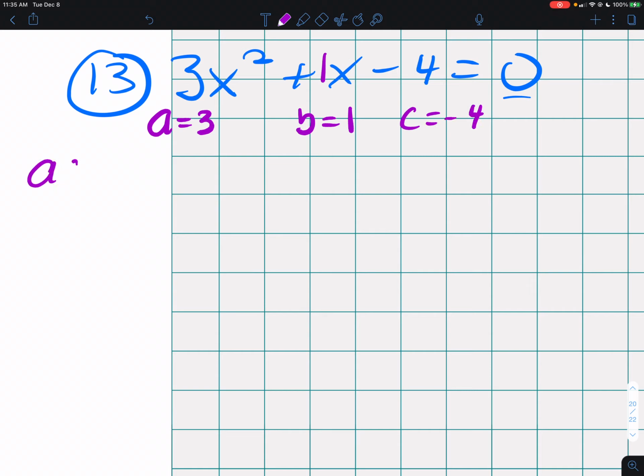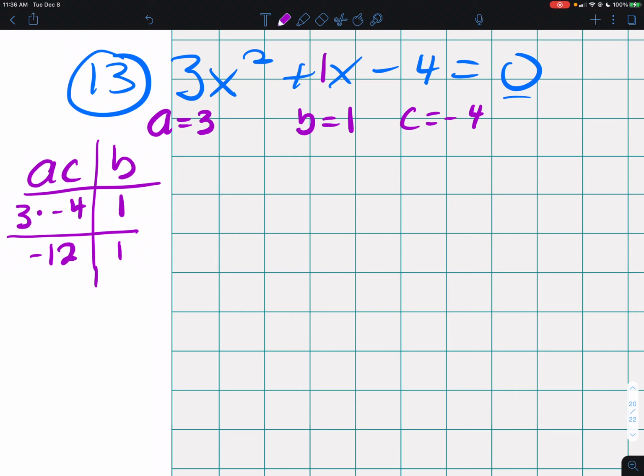So make our A, C, B chart. A is 3, C is -4, B is 1. So I need factors that multiply to give me -12 and add to give me 1. And I can already tell that's going to be 4 times -3, because 4 plus -3 is 1.